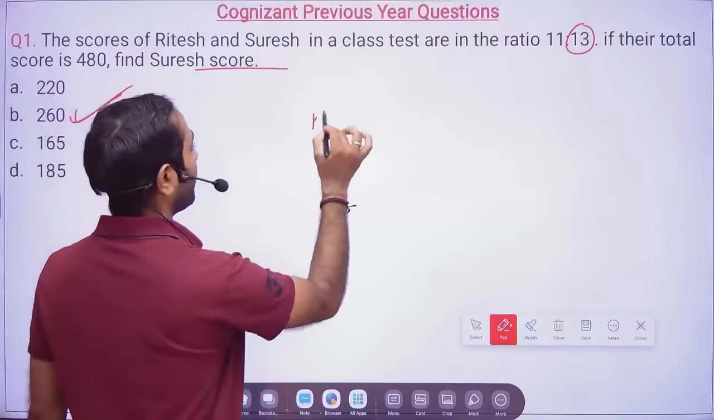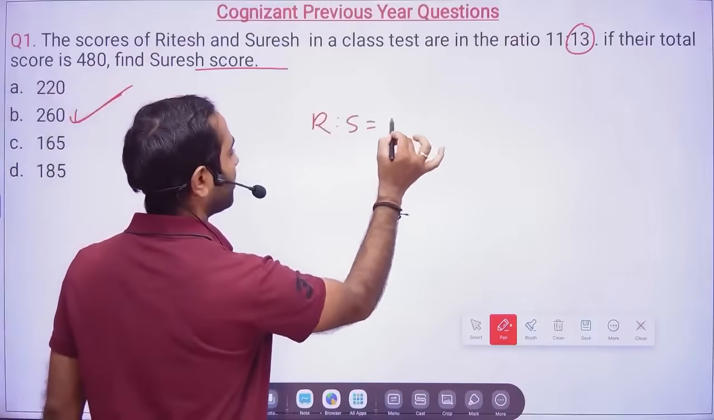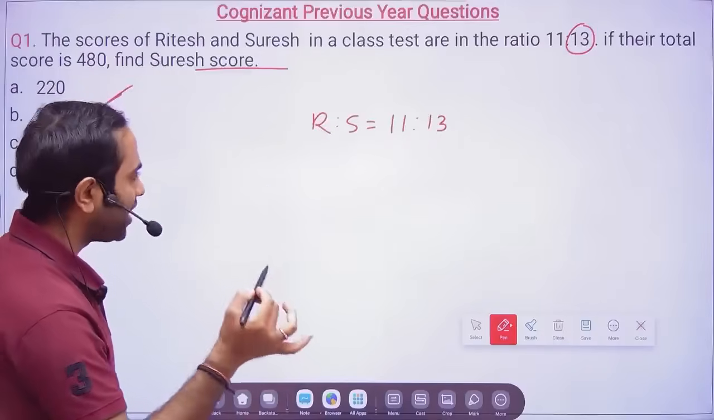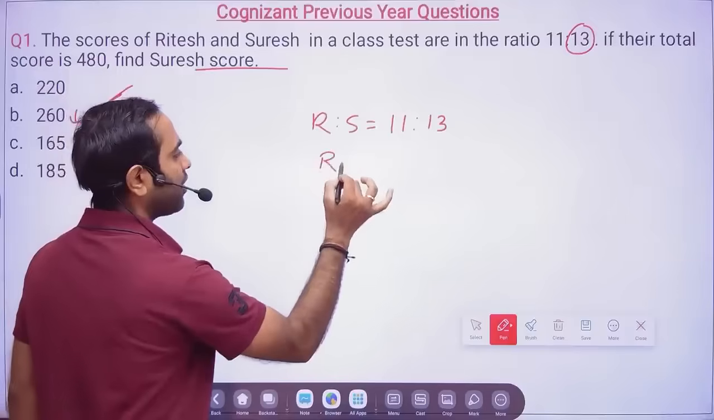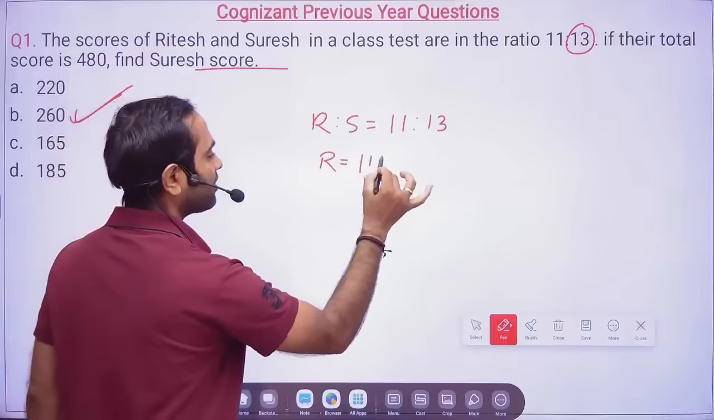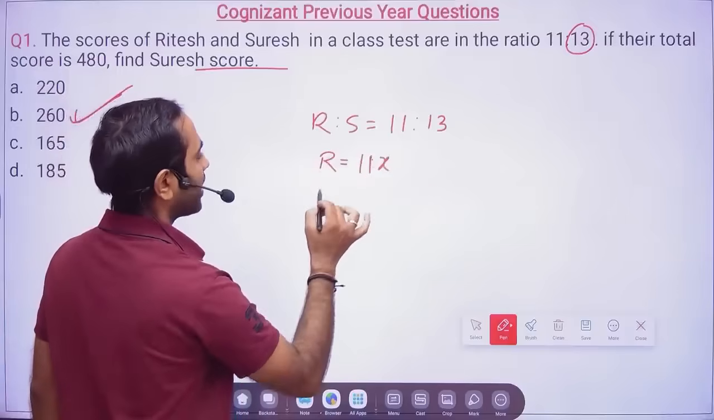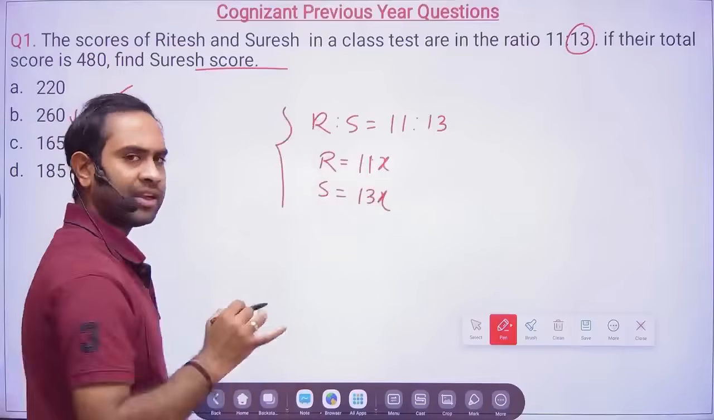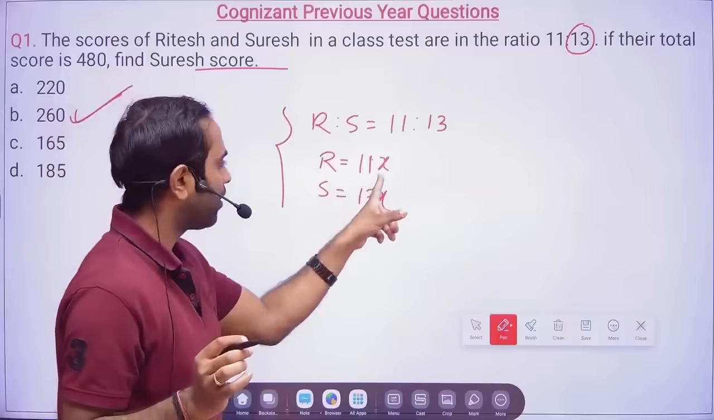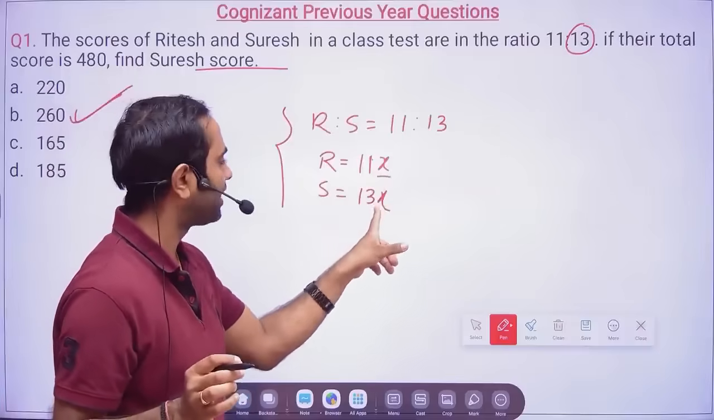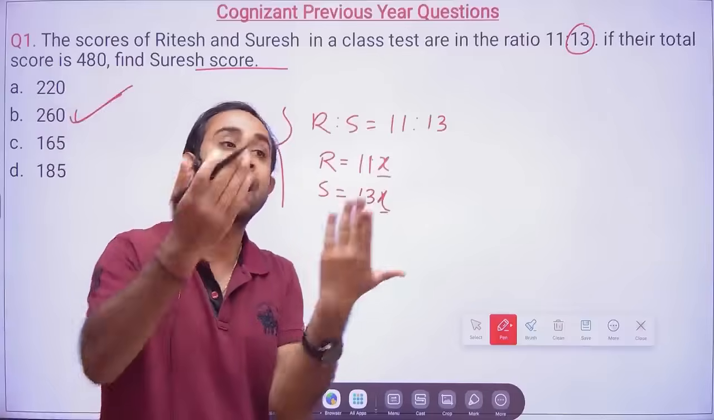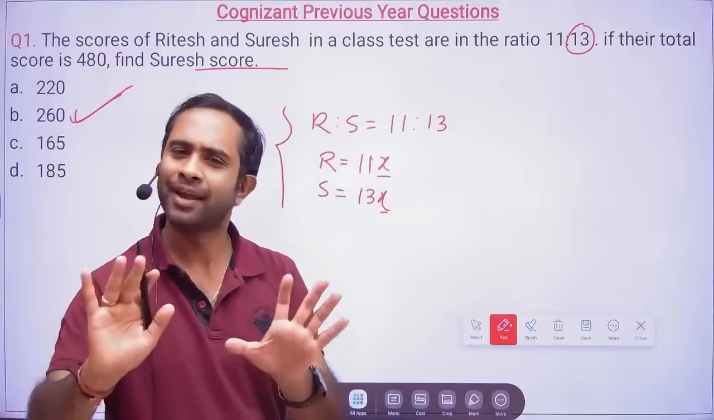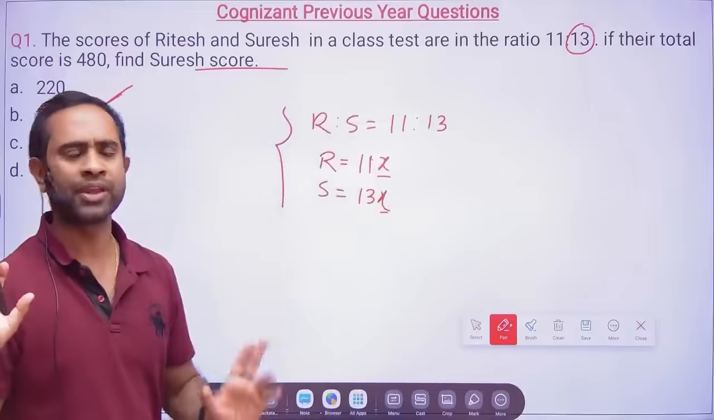So the scores of Ritesh and Suresh are given in the ratio 11:13. If any data is given in terms of ratio, you can write it down in terms of value. So Ritesh's marks will be 11x and Suresh's marks will be 13x. If any data is given in terms of ratio, you can write it down in terms of value just by multiplying with a variable. If you don't like x, then you can put y, z, it's up to you. You can use any variable.